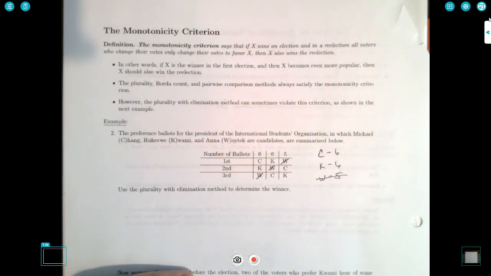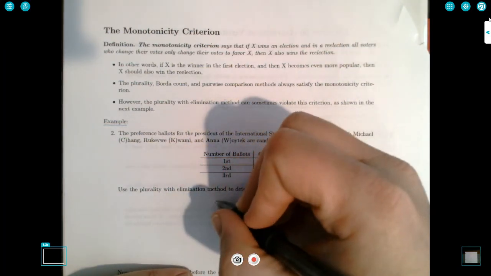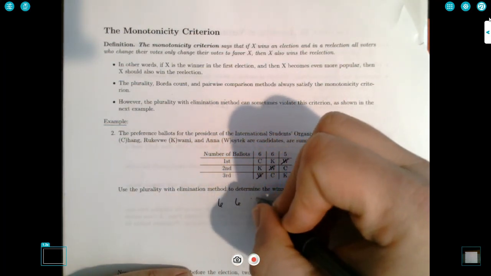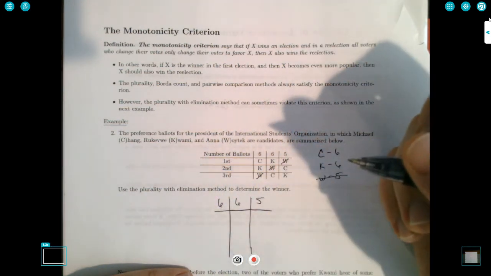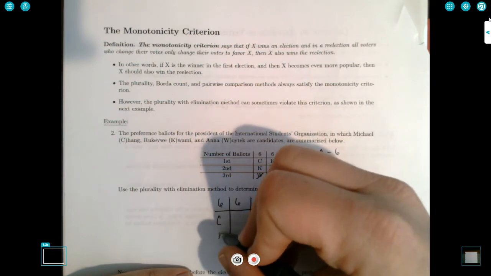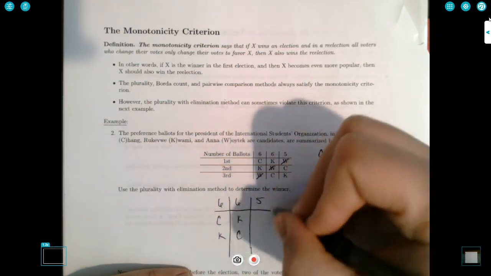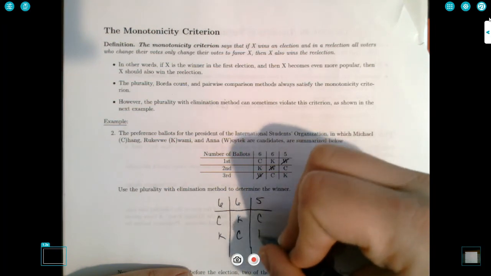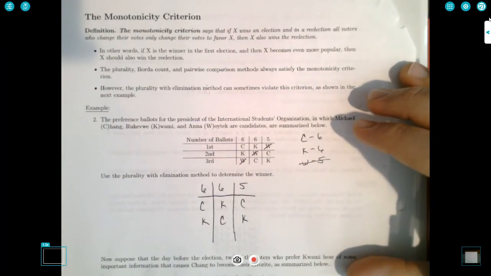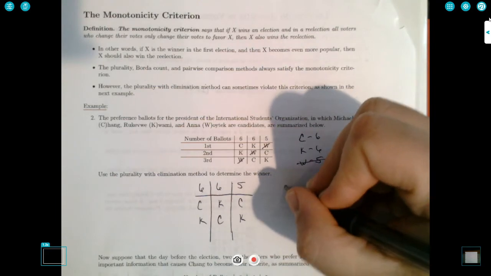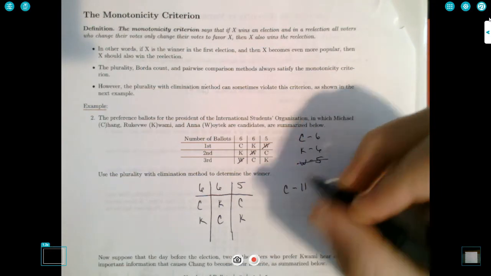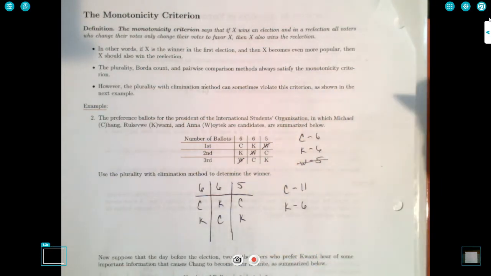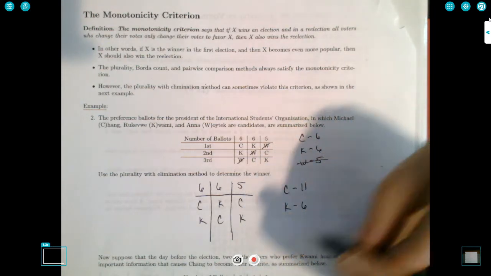And then I'm going to make a new chart. So 6, 6, 5. This first one's going to be C, K. The next one's going to be K, C. And the last one's going to be C, K. So now, let's see. C would have 6 plus 5 is 11 votes, and K would only have 6. So C is the winner. All right, so Michael Chang wins.